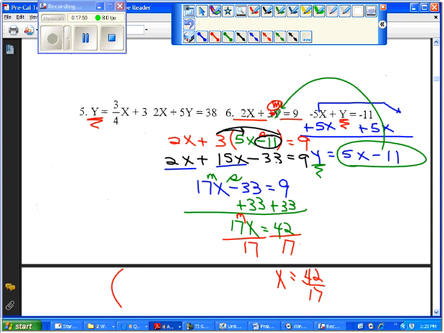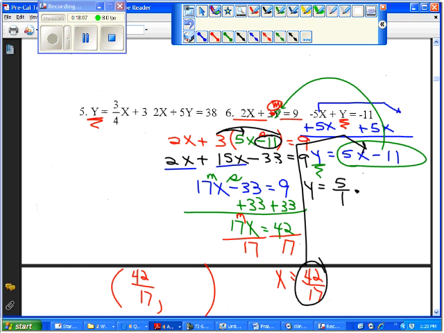And so we're going to have 42 over 17 comma something. So now we need to plug back in. So we're going to plug this in right here. So we're going to have y is equal to 5, and I'm going to put it over 1 times x, because x is this fraction, 42 over 17, minus 11.